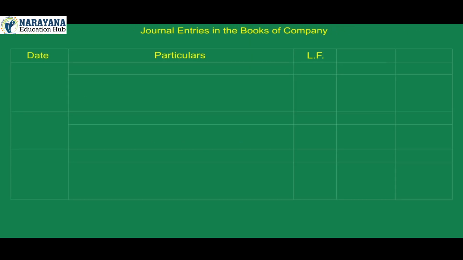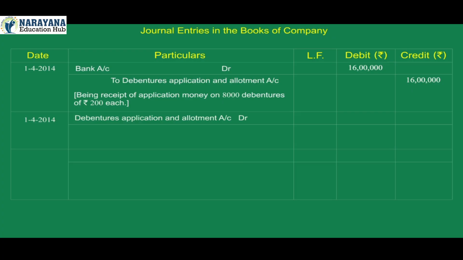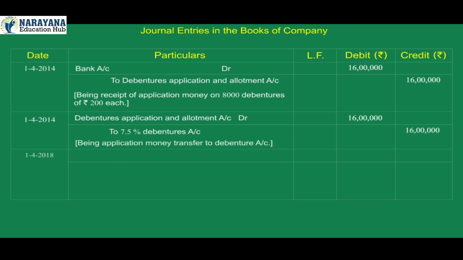Date, particulars, ledger folio number, debit, credit. 1st April 2014. Bank account debit 16 lakh to debentures application and allotment account credit 16 lakh. Being receipt of application money on 8,000 debentures of Rs 200 each. 1st April 2014. Debentures application and allotment account debit 16 lakh to 7.5% debentures account credit 16 lakh. Being application money transferred to debenture account.